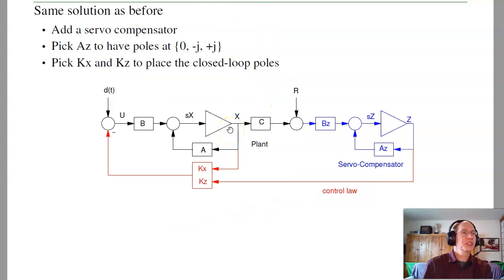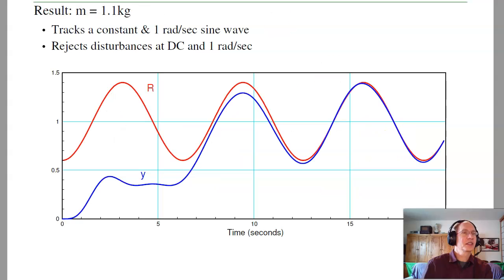The procedure is exactly the same as before. Given the plant, add a servo compensator. The servo compensator has poles at 0, plus minus j omega, and is fed the difference y minus r, which should be minus sine here. I then choose full state feedback gains to stabilize the augmented system, giving me Kx times x and Kz times z. If I do that, I can track a 1 radian per second sine wave with a DC offset, which is kind of doing everything.